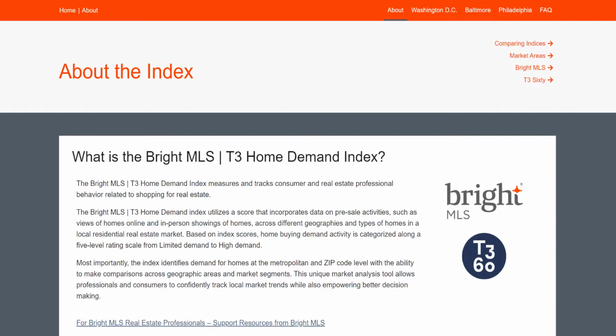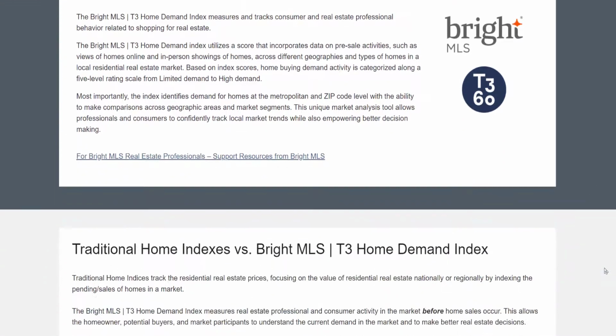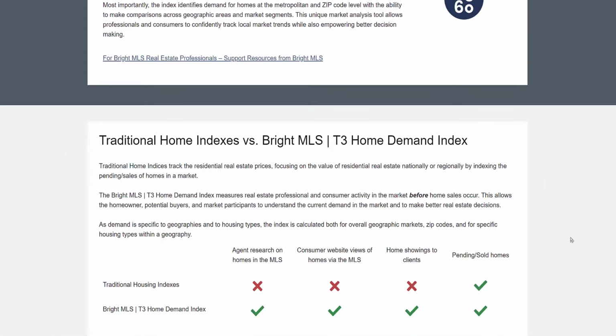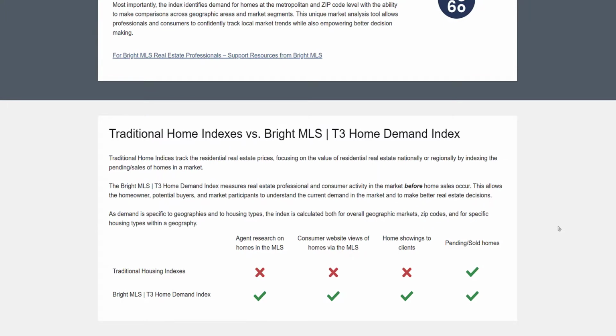As an overview, it's giving you a great summary to share with a client about what the report is, and that it's an index or score that incorporates data on pre-sale activities. So the focus here is that it's not calculating based on browsing that we know so many consumers are doing casually on third-party websites, but what a more focused buyer is doing. If you scroll down, you'll learn more about what the differentiators are for this index versus other reports.